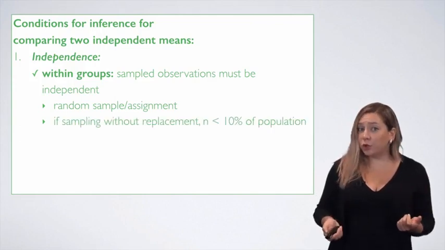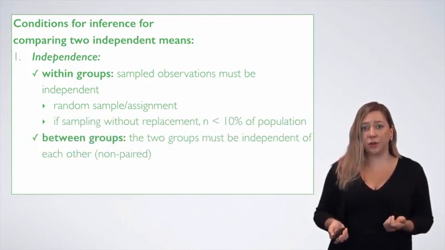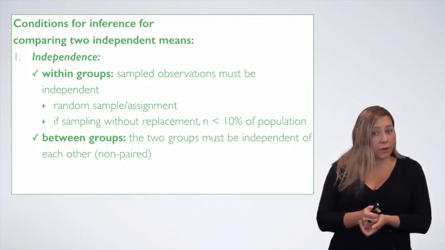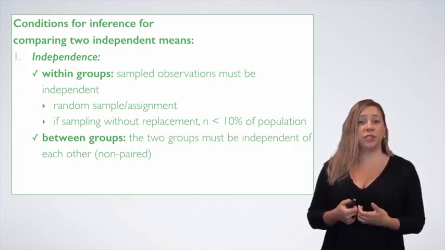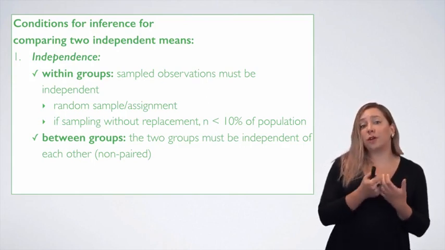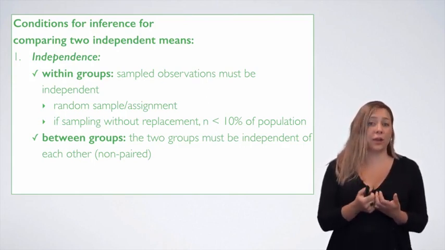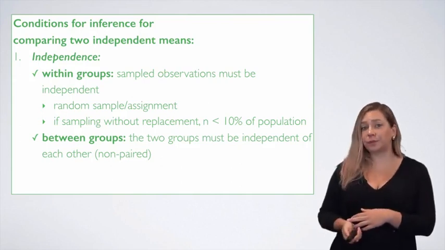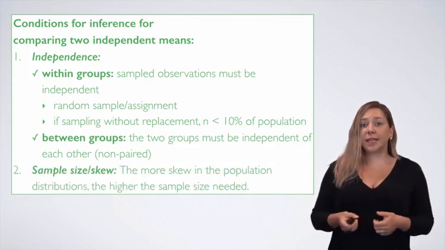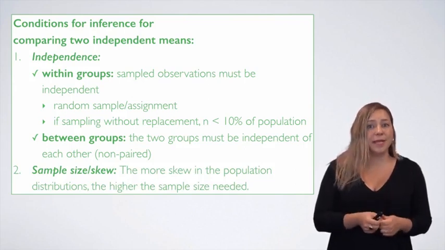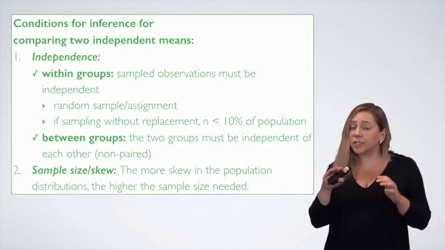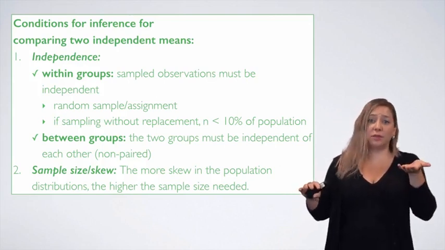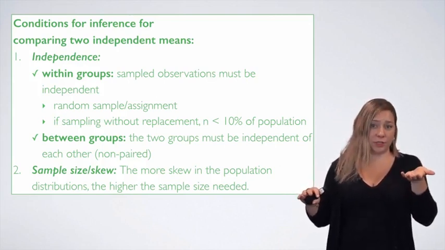We also want the two groups to be independent of each other. Failure to meet this condition is not inherently a problem though, but it just means that we would need to use methods suited for dependent, or in other words, paired groups. We will introduce these methods in another lesson. And the second condition is about the sample size and skew. The more skewed the population distributions, the larger the samples we need from those populations.